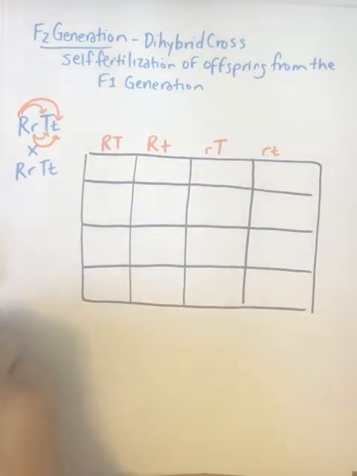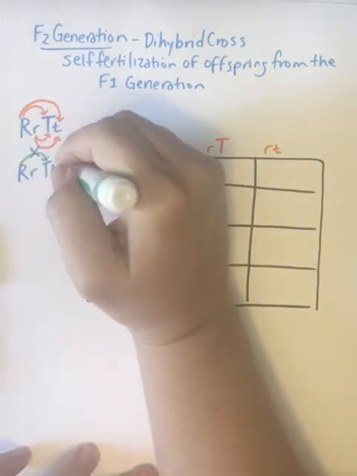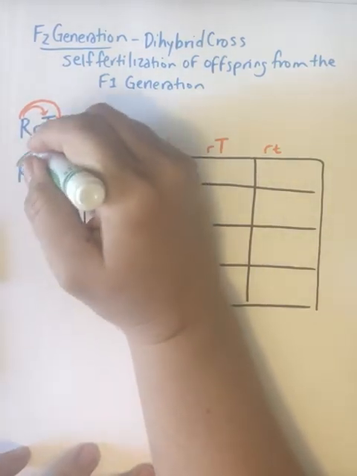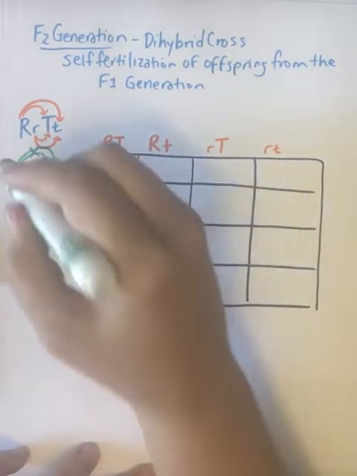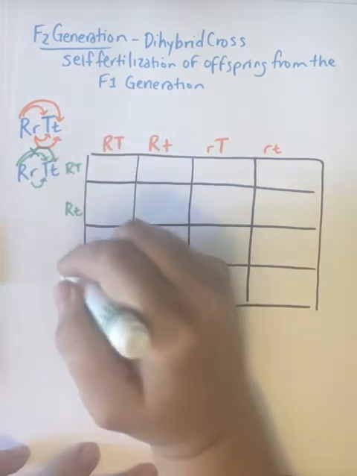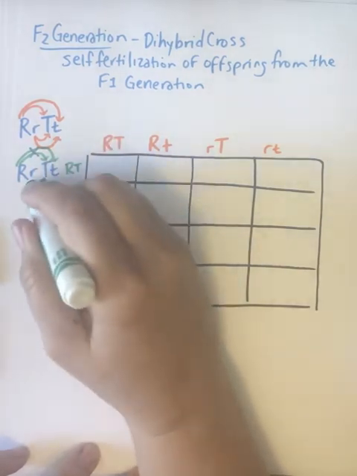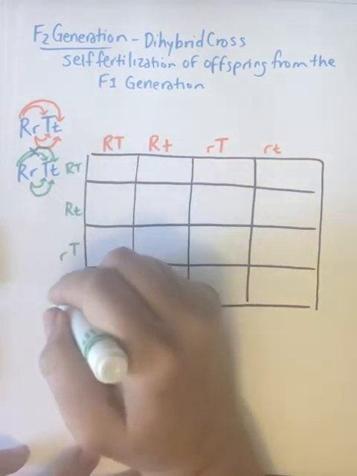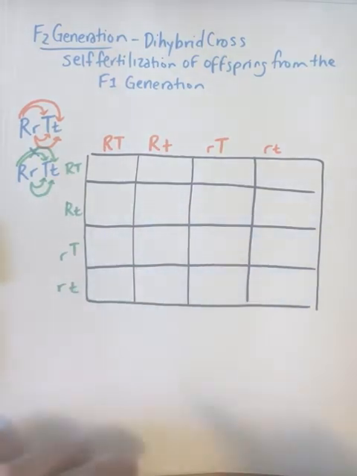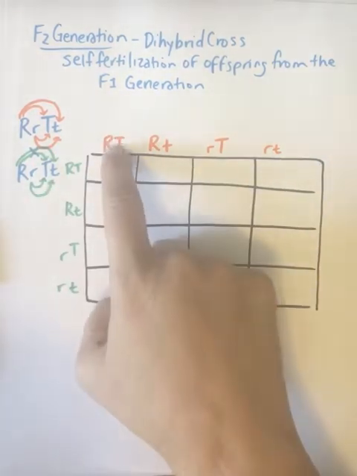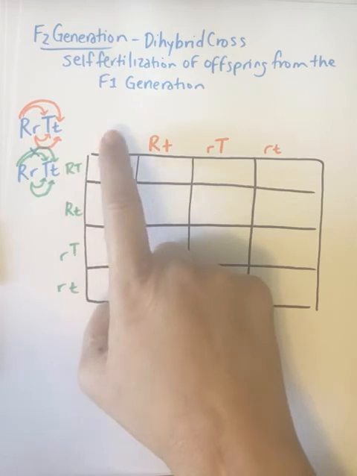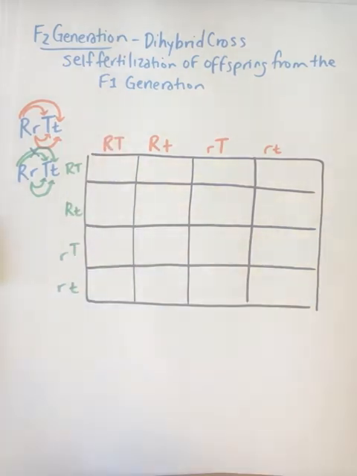Now you need to do the same thing with the second one. Big R, big T, big R, little t. Now you do the second R. Little r, big T, little r, little t. Now, where this gets confusing is students are not careful when they're doing their crosses. Remember, you have to go down and across. You have to keep your R's together and your T's together.